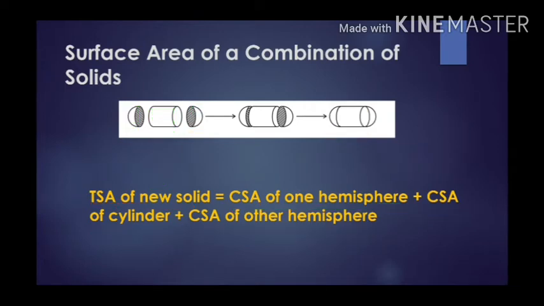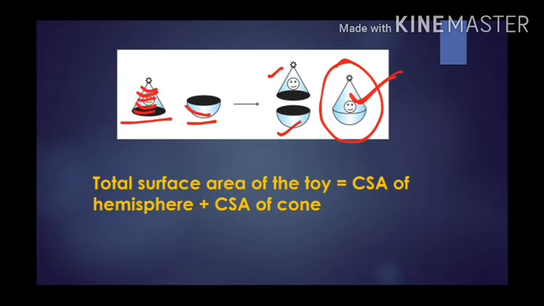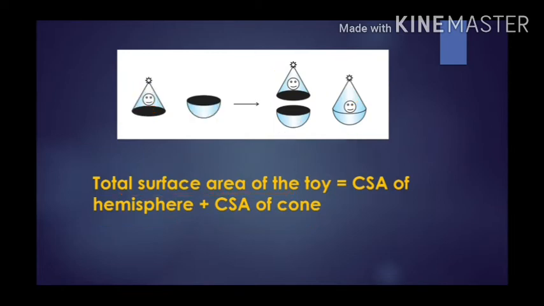Similarly, if you look at this toy, you can divide it into two portions in this way. So this is a combination of a right circular cone and a hemisphere. The total surface area of this toy or solid will be equal to the curved surface area of this cone plus the curved surface area of this hemisphere. So the total surface area of this toy is the curved surface area of the hemisphere plus the curved surface area of the cone.